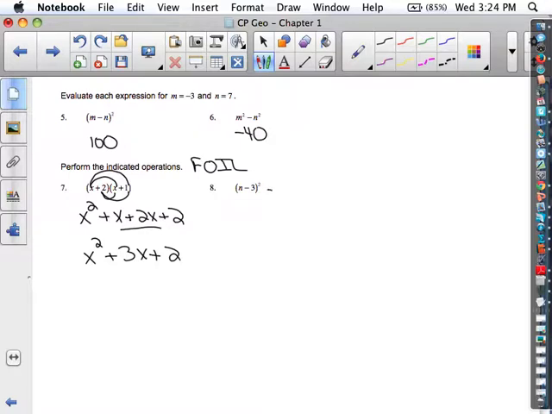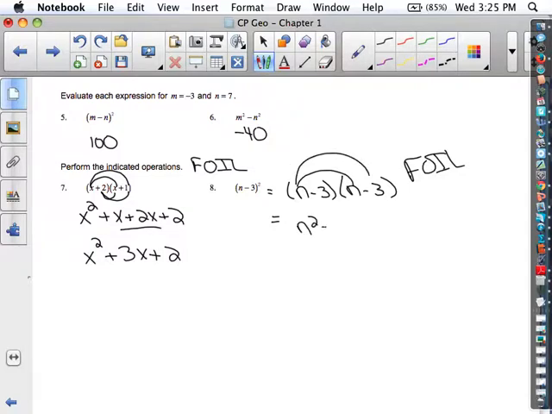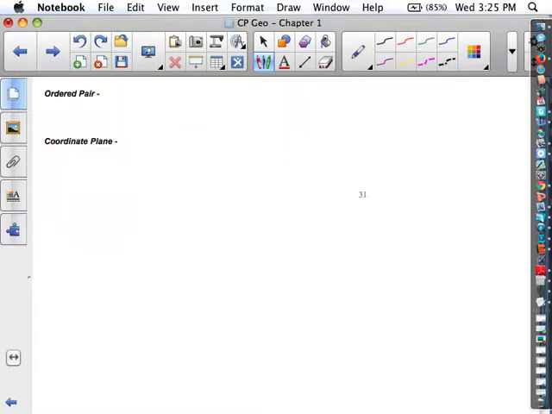Number 8. Remember that n minus 3 squared means n minus 3 times n minus 3. So you need to FOIL this as well. N times n is going to give me n squared. N times negative 3 gives me a minus 3n. Minus 3 times n, again, gives me a minus 3n. Minus 3 times minus 3 gives me a 9. Therefore, I have n squared minus 6n plus 9. So that's a review of a few algebra concepts that you had last year.